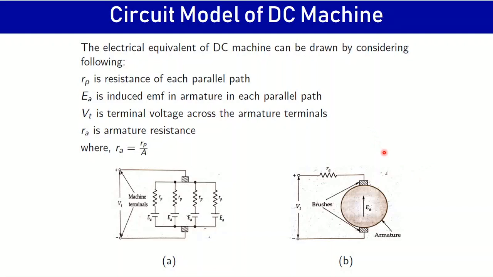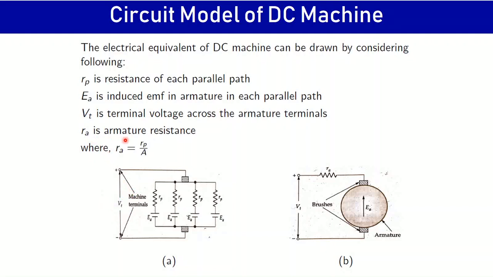Once we understand how to derive the EMF equation, making the circuit model of a DC machine becomes very easy. So the electrical equivalent of a DC machine can be easily drawn by considering the following. We are assuming that Rp is the resistance of each parallel path shown here. Ea is the induced EMF in armature winding in each parallel path. Vt is the voltage across the armature terminals. So in case of a motor, this is the applied voltage, and in case of a generator, this is the voltage which is obtained at the load terminal.